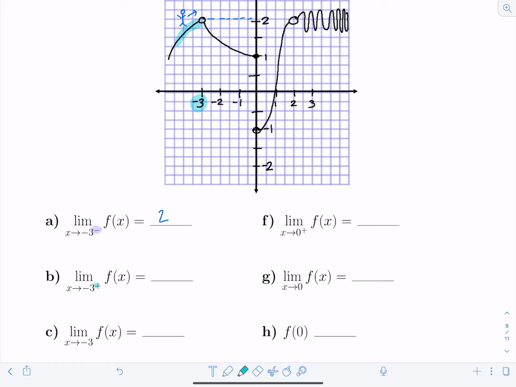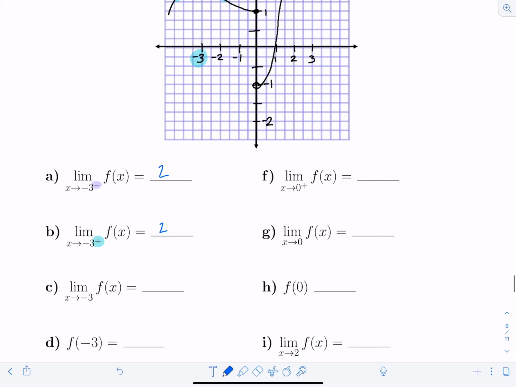Now, let's go from the other side. So what's the limit as x approaches -3 from the right? All right, if I come from the other side, this way, from the right side, it looks like we're going towards the same place in this case, right? So the limit is again 2. Good.